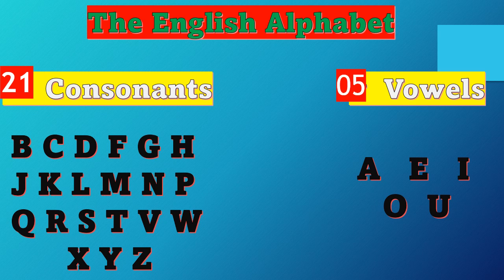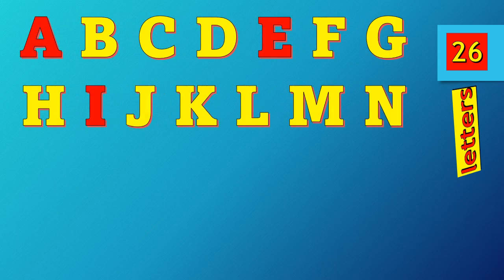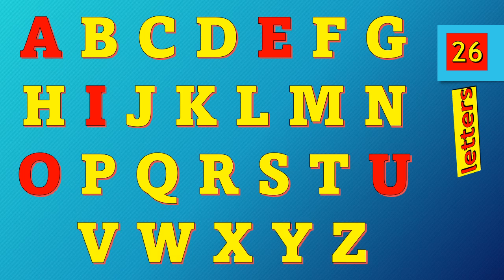The 5 vowels are A, E, I, O, U. Fantastic! Now let's check. Yes, as you see, the vowels are in red and the consonants are in yellow.